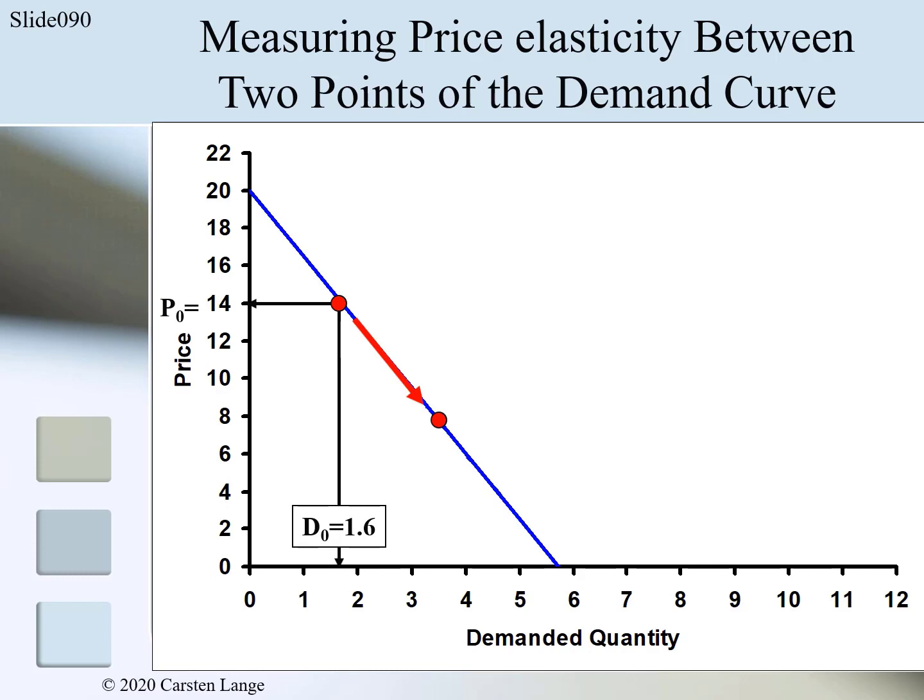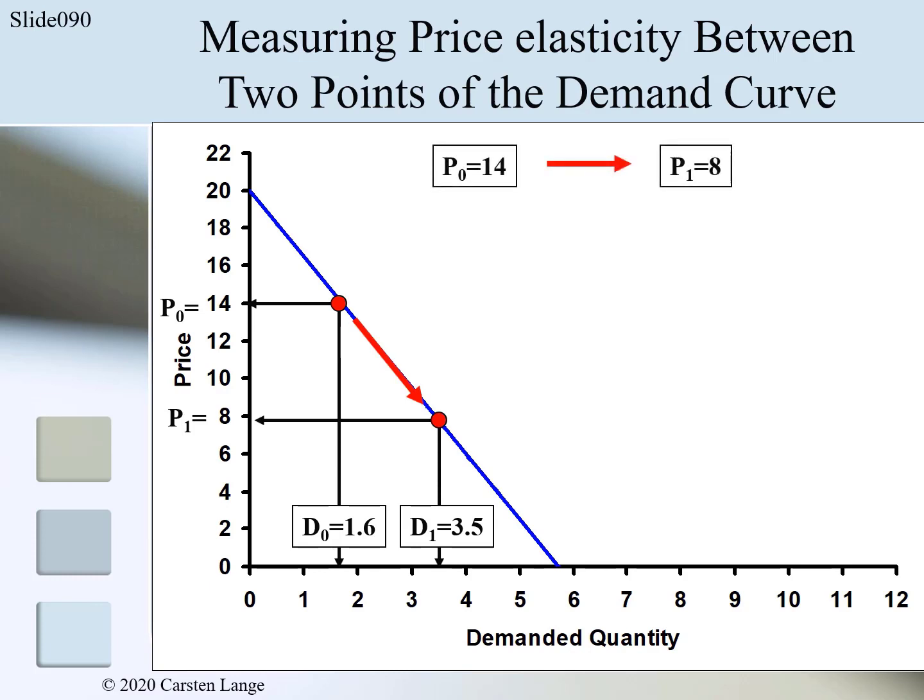Now we go to the lower right point and find out first what is the price which goes with this point. We go horizontally to the left and find that the price P1 of 8 goes with this new point. Then we go straight down to the quantity axis and find that the quantity demanded of approximately 3.5 goes with the new point. To summarize our results, the price decreased from 14 to 8, and the quantity demanded increased from 1.6 to 3.5. Which complies, by the way, with the law of demand.